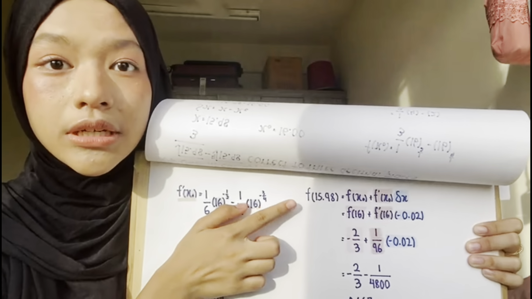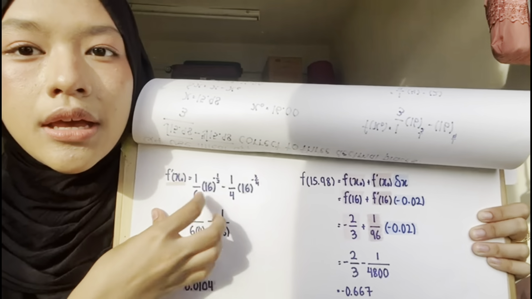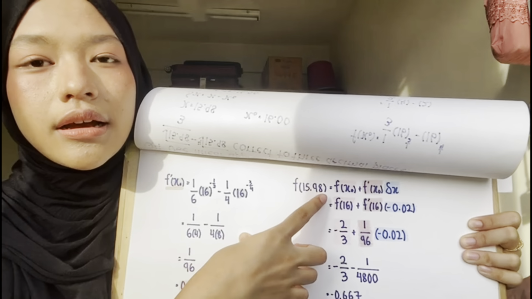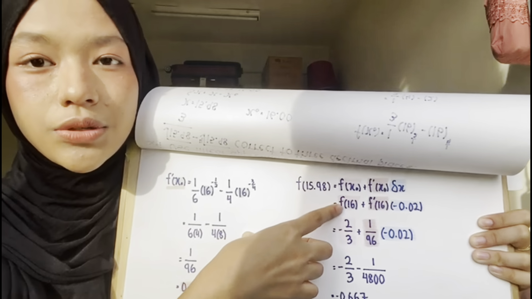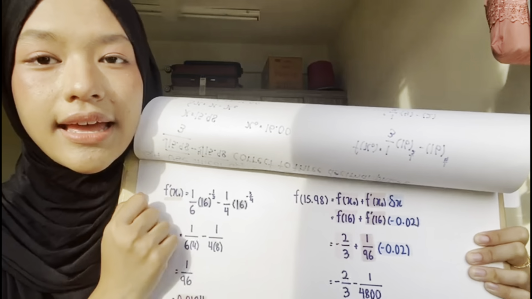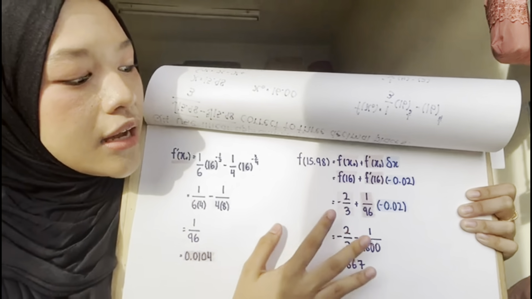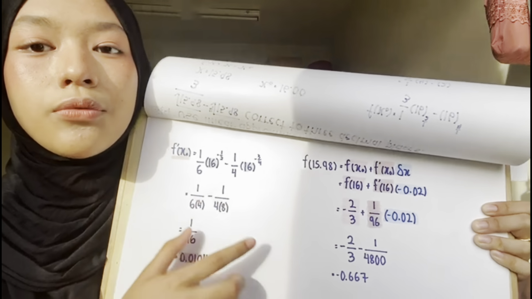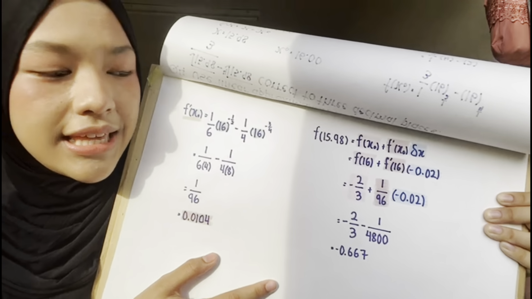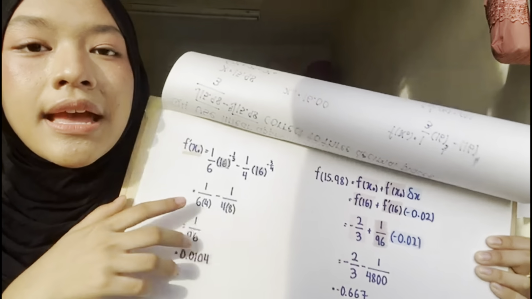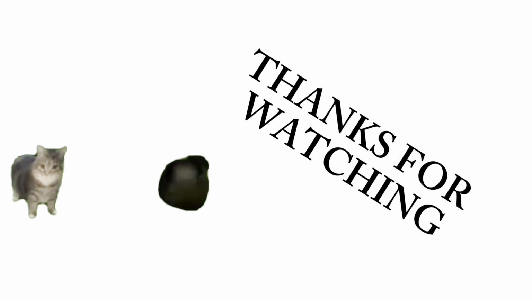And the formula for linear approximation, we need to add f x naught and f prime x naught times delta x. And now we substitute our answers from our previous calculation, and we will get the final answer, which is negative 0.667. And that's all for question 4.